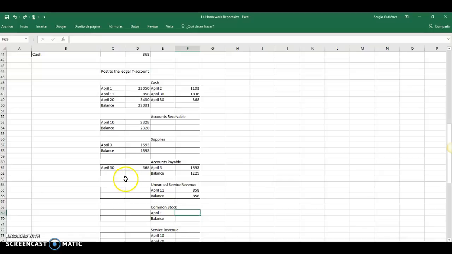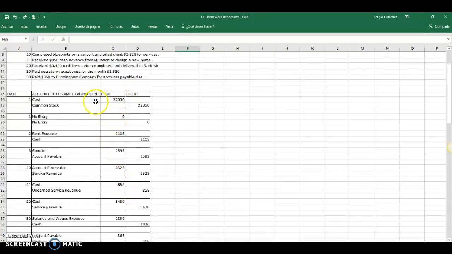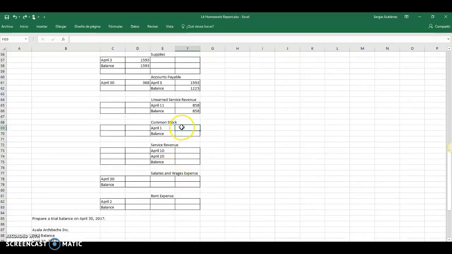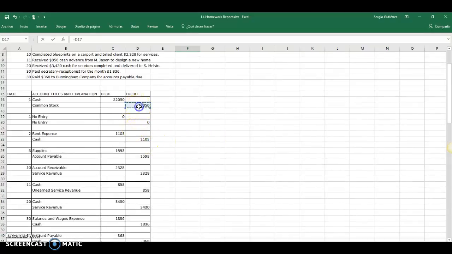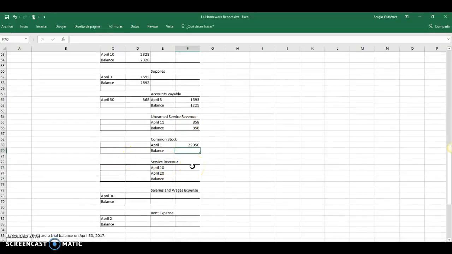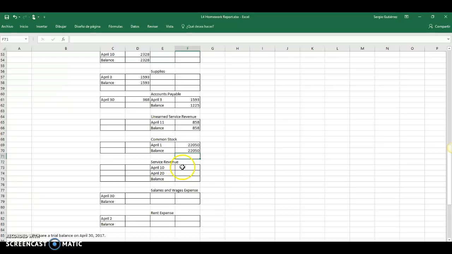The next account we are going to post is common stock. We have one transaction on April 1st. So we are going to transfer the information. We're going to put equal, select common stock, and hit enter. And the balance will be $22,050.